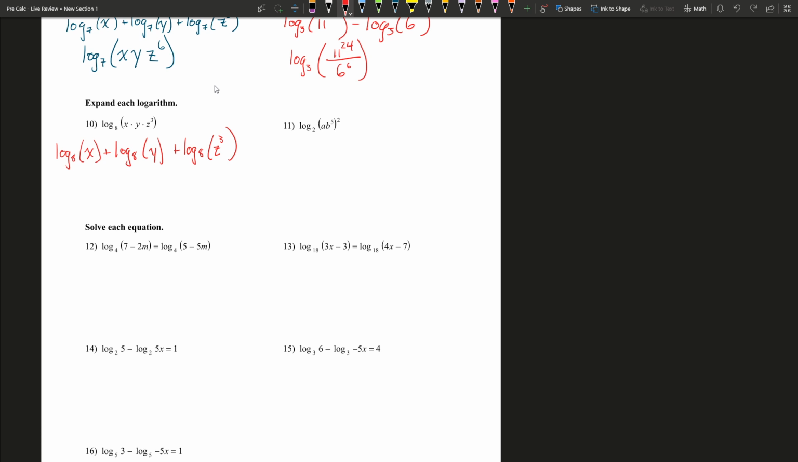Now this is almost done. Log base 8 of x, log base 8 of y, those stay the same. And then log base 8 of z cubed has a power inside. And what we can do with that power is put it out front. So log base 8 of z cubed becomes 3 times log base 8 of z.